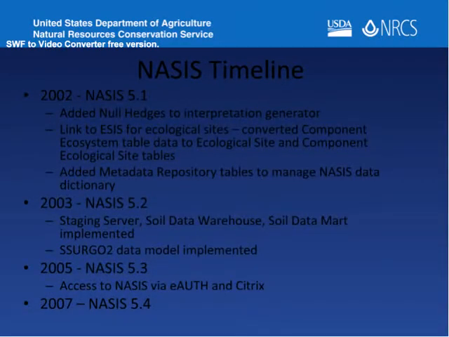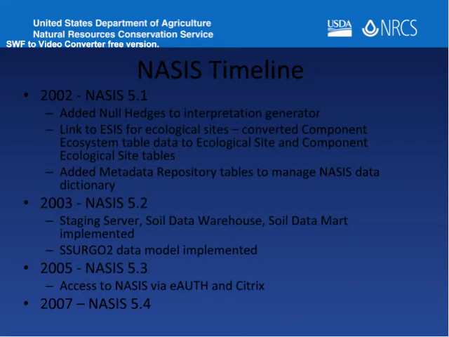NASIS continued its annual releases, and NASIS 5.1 came out in 2002. That's where we added the null hedges to the interpretation generator. We also linked to the ESIS database to retrieve the ecological site information, and we added a metadata repository so that we could manage the data dictionaries that were in NASIS.